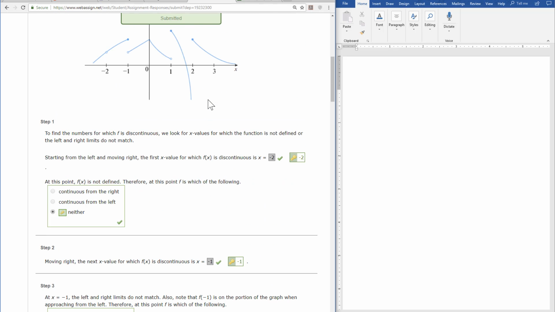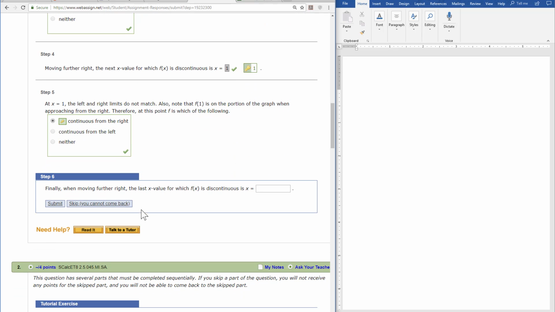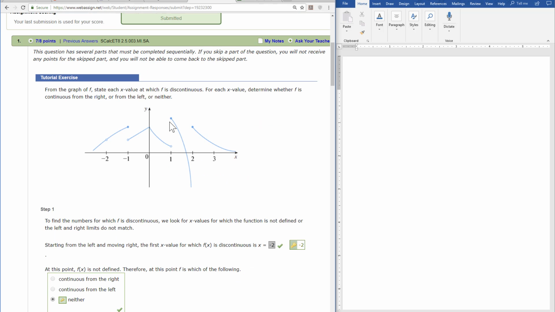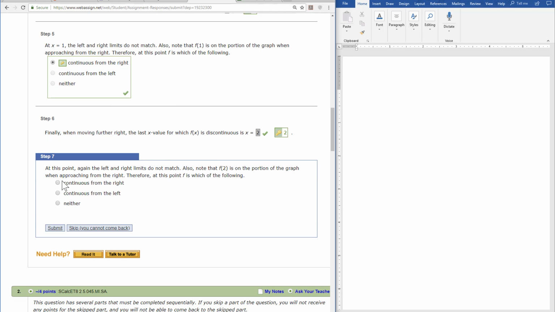Okay, the next discontinuity is at 2. And then if we take a look at the graph again, we can see that coming from the left, as x approaches 2, it goes down off to -infinity. Coming from the right, as x approaches 2, we get to an actual point. So this looks like it's continuous from the right.